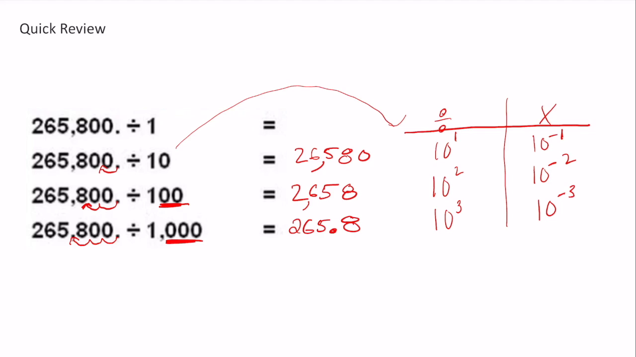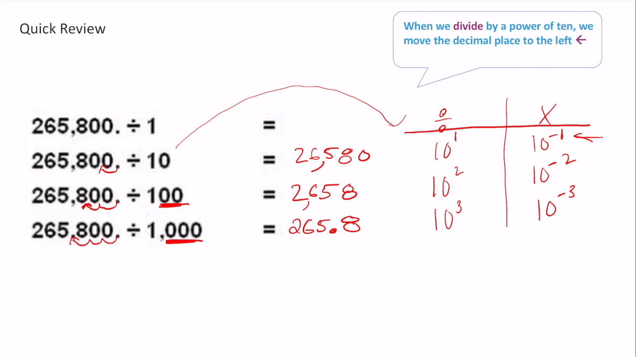And so that's where the negative exponents come in, right? It's when we're trying to divide. How do we express division in scientific notation? And it's by using the negative exponents. So the key takeaway, when we divide by a power of 10, we move the decimal place to the left. And the exponent tells us how many spaces to move.